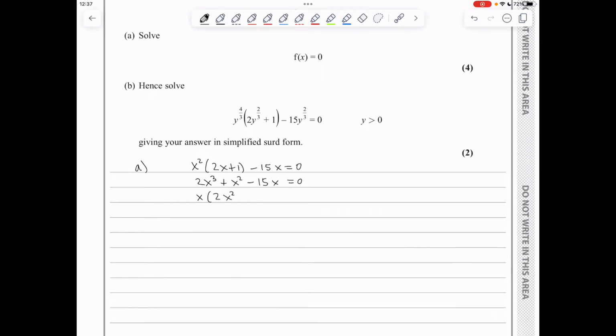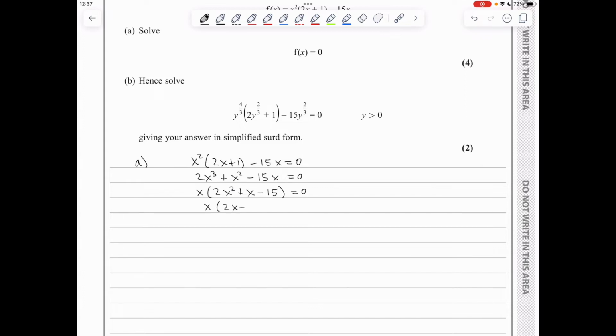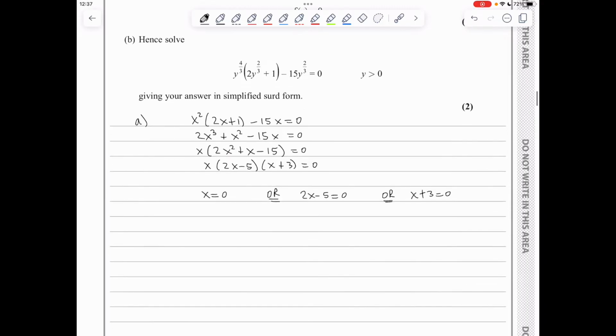x times 2x squared plus x minus 15 is 0, which can be further factorized into x times 2x minus 5 times x plus 3 is 0. And therefore we have that either x is 0, or 2x minus 5 is 0, or x plus 3 is 0. And therefore x is 0, or x is 5 over 2, or x is minus 3. We have 3 solutions. We were dealing with a cubic, which can give us up to 3 solutions.